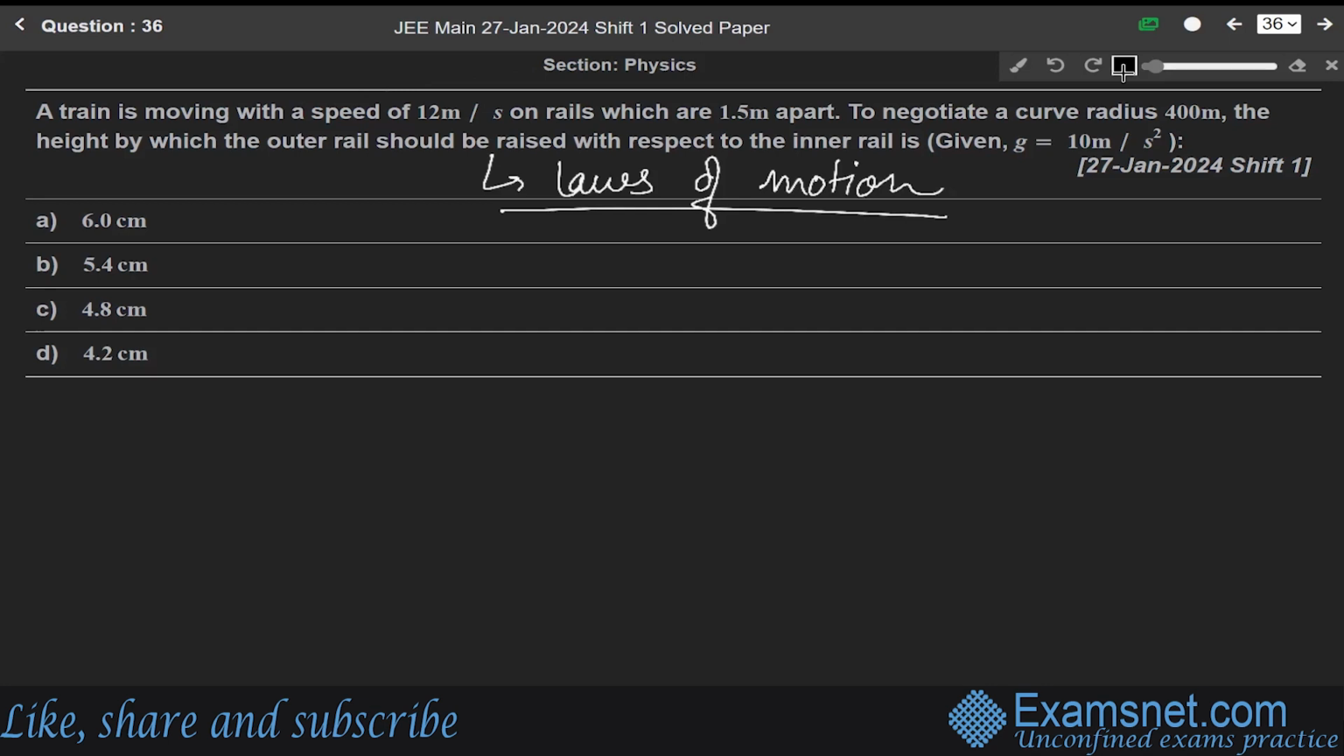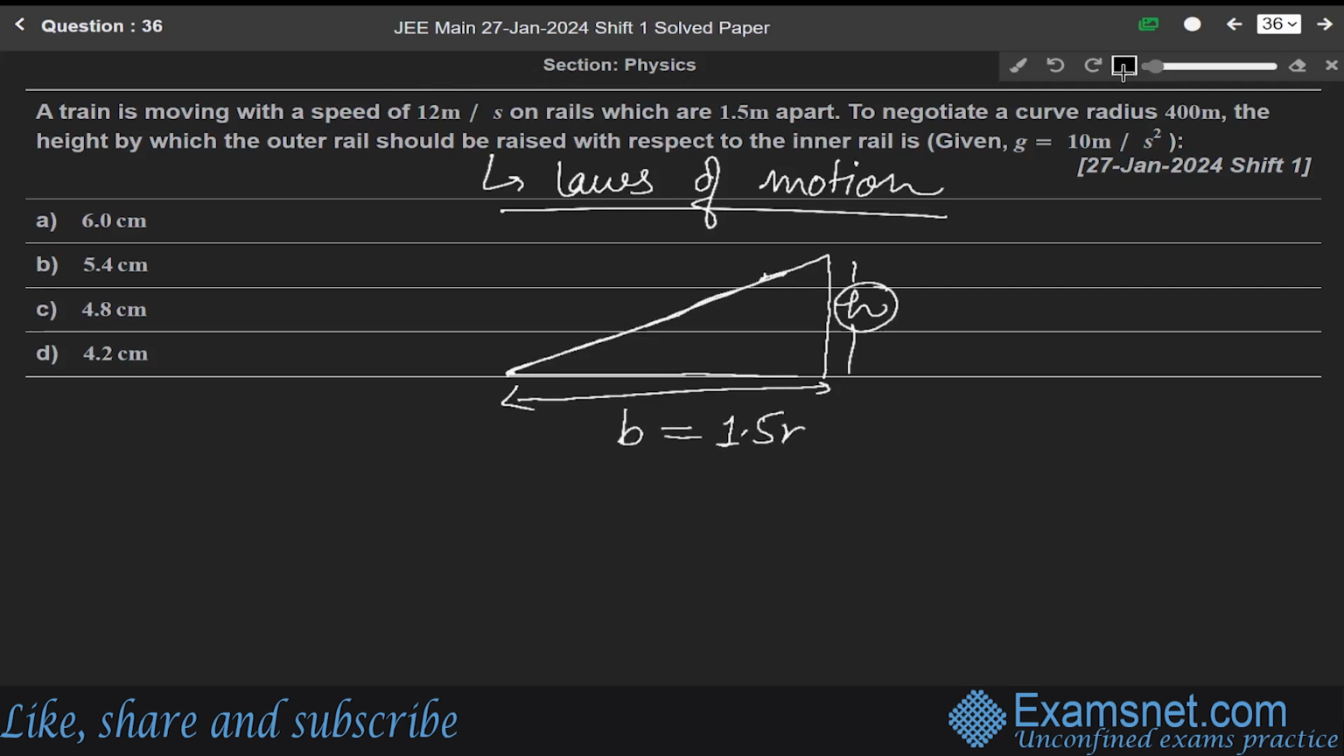There are two rails. This is outer rail. This is inner rail. And the rail is taking a turn. A curve is making here and it starts moving on the outer rail. So the distance between them, this is h. So we have to find the value of this h. The distance between the rails, let us say it is b. b is given as 1.5 meter. And the train is moving with a speed of 12 meter per second. This is outer rail.